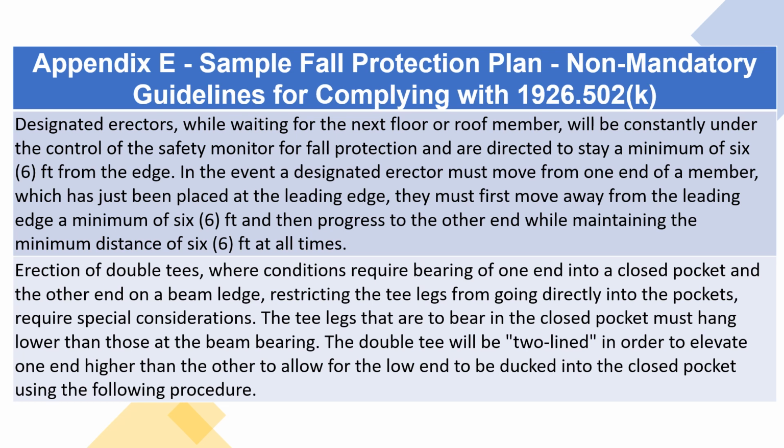Erection of double Ts, where conditions require bearing of one end into a closed pocket and the other end on a beam ledge, restricting the T legs from going directly into the pockets, require special considerations. The T-legs that are to bear in the closed pocket must hang lower than those at the beam bearing. The double T will be two-lined in order to elevate one end higher than the other to allow for the low end to be ducked into the closed pocket using the following procedure.